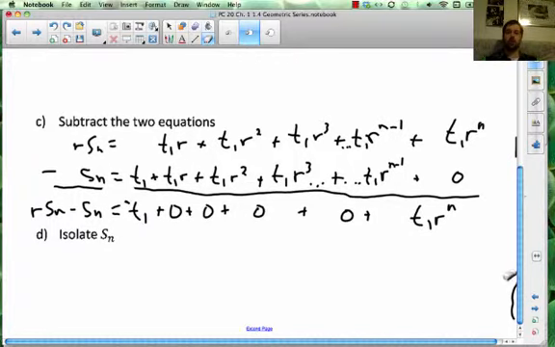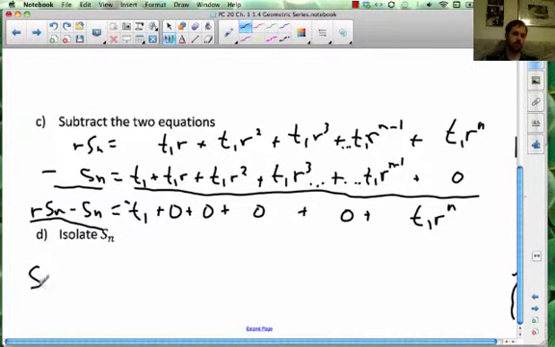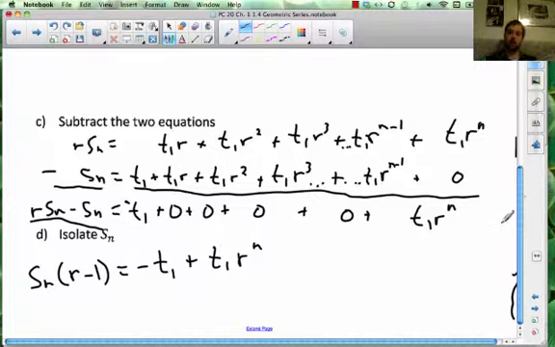So all we're left with now is minus t1 and t1r to the n. So we're going to have to isolate Sn. So let's start with the left side. Isolate s sub n, sorry. So we take out a common s sub n from these. So it's s sub n times r minus 1 on the left side. On the right side, it's negative t1 plus t1r to the n.